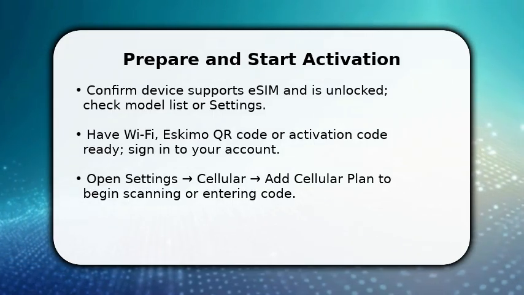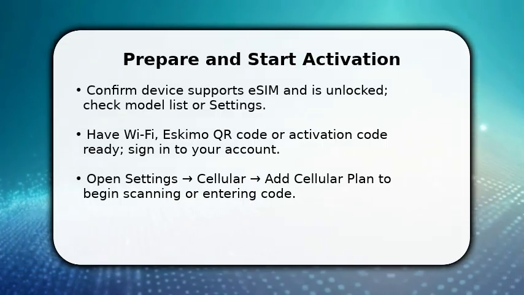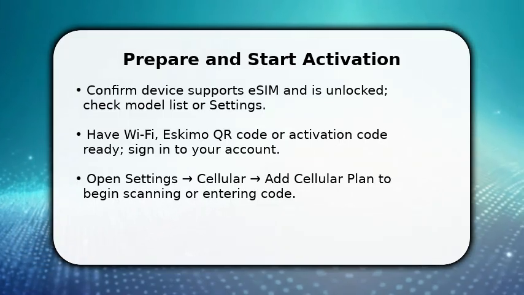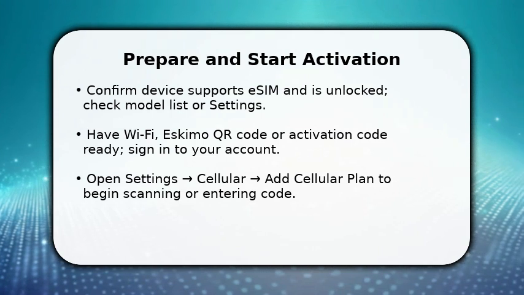Next, go to Settings, then Cellular, and choose Add Cellular Plan. You'll use the camera to scan the Eskimo QR or manually paste the activation code. Make sure battery is above 20% so the process won't be interrupted.